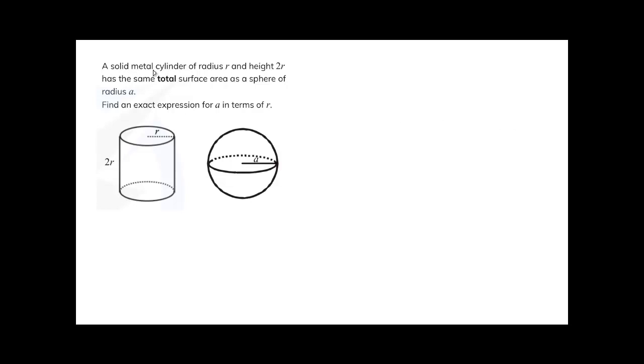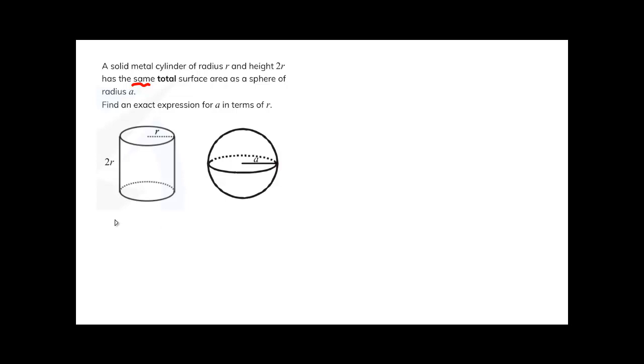A solid metal cylinder of radius r and height 2r has the same total surface area as a sphere of radius a. Find an exact expression for a in terms of r. Here, once you see they have the same total surface area, same means they are equal. So your job in this question is to form an equation because they are equal. What is equal to what? The two total surface areas of the two solids are the same.